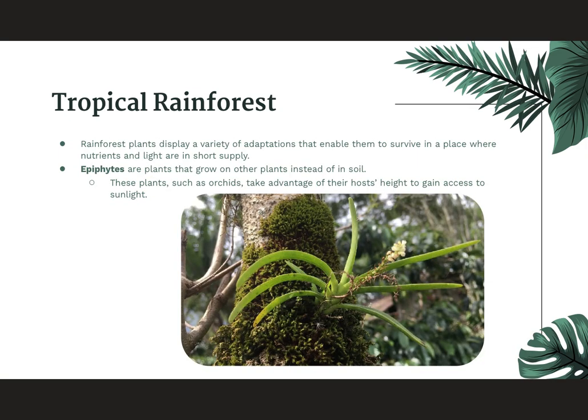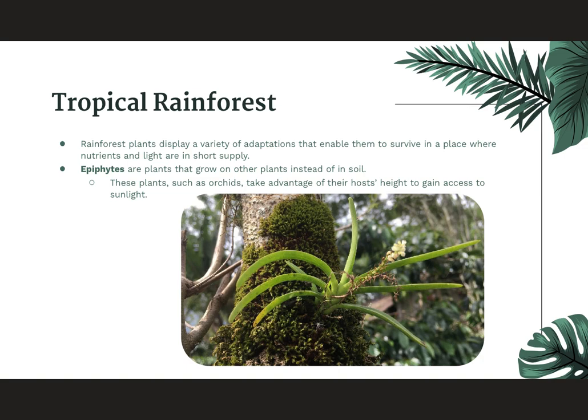So rainforest plants display a variety of adaptations to enable them to survive in a place where nutrients and light are in short supply. Again, nutrients are all in the different living things, mainly the plant life and the trees. So you have to get your nutrients from somewhere, and the sun is blocked out by the canopy. So in the understory region, everybody's competing for the resources.